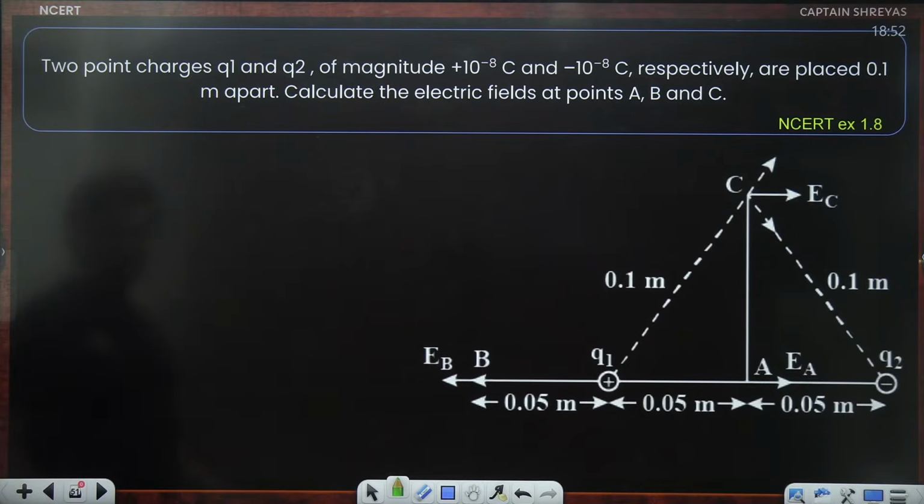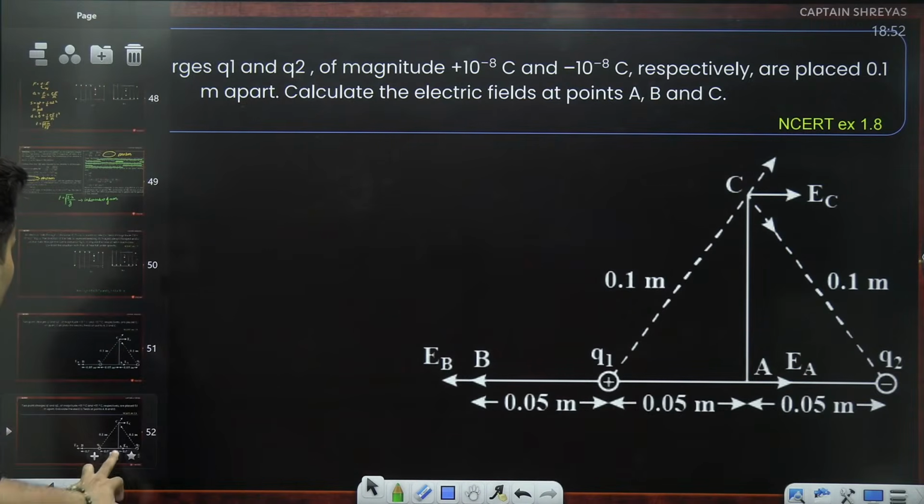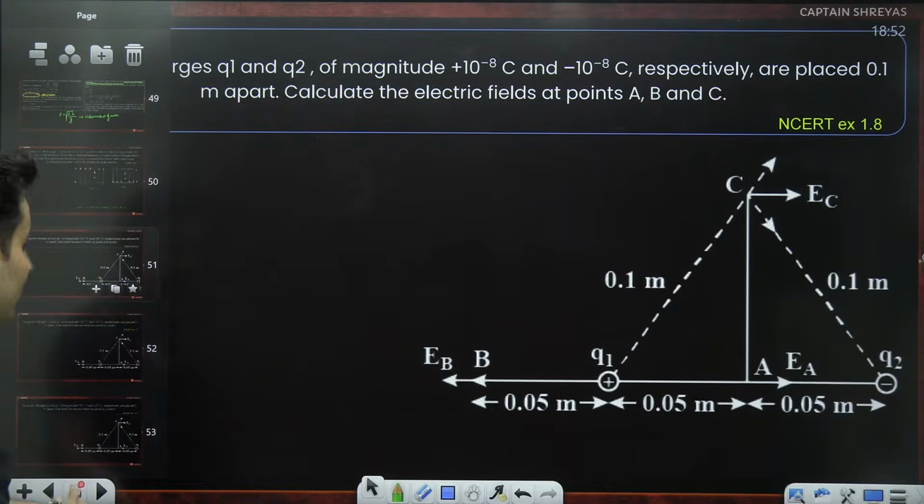Two point charges, Q1 and Q2, of equal magnitude are placed at some distance apart. Find the field at points A, B, and C. Okay, let's see what happens in each of these cases.